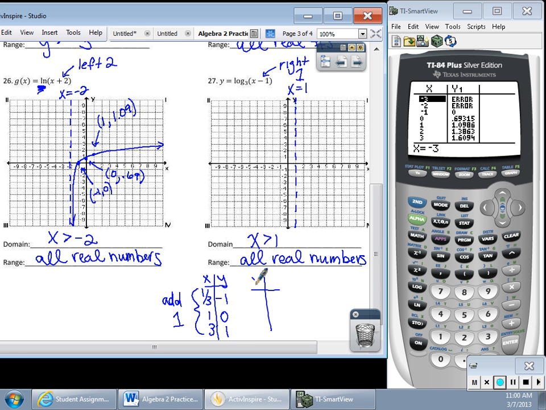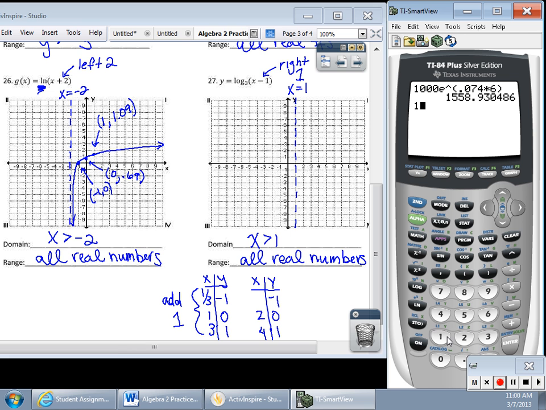So this becomes x, y. The y's don't change. Negative 1, 0, 1. 3 plus 1 is 4. 1 plus 1 is 2. And I know that a third plus 1 is 1 and a third, but if you didn't know that, you can come over here. 1 third plus 1, divided by 3. Hit enter. And as I said, 1 and a third.